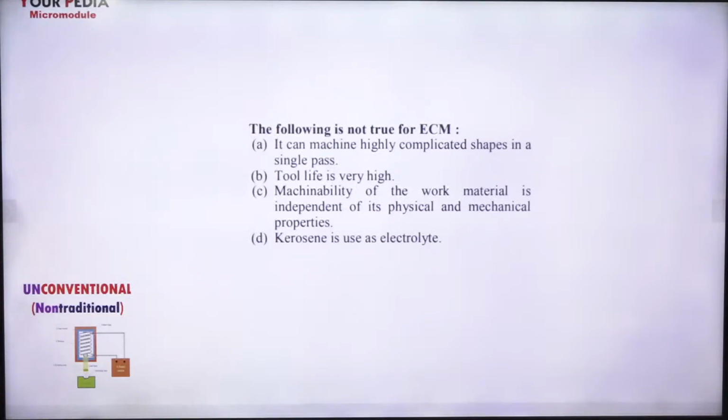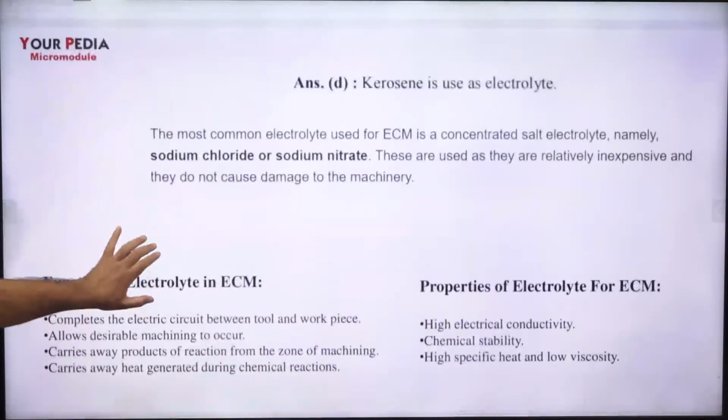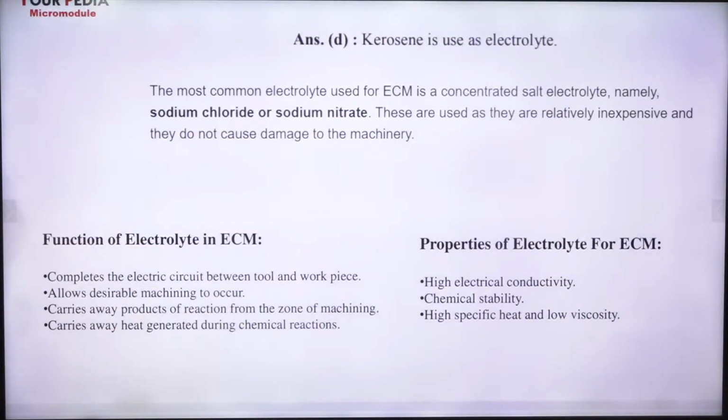Which of the following is not true for electrochemical machining? It can machine highly complicated shapes in a single pass. Tool life is very high. Machinability of workpiece is independent of properties. Kerosene is used as electrolyte. So which one do you think is not correct? Which one is not true? In electrochemical machining you don't use kerosene, you use an electrolyte.